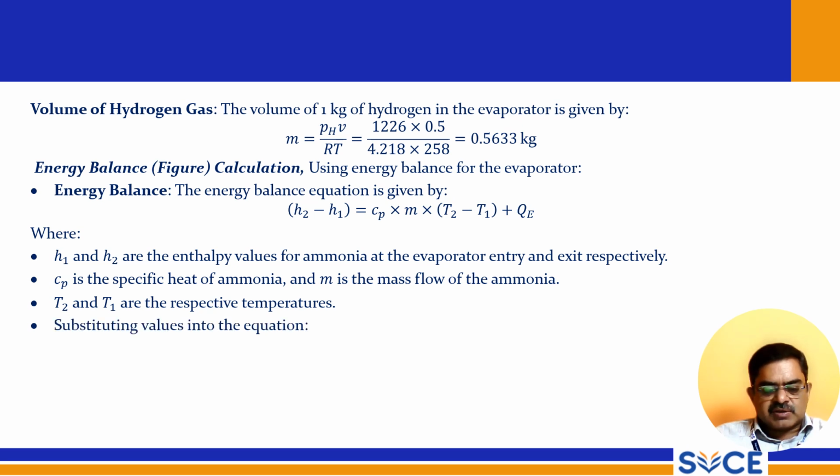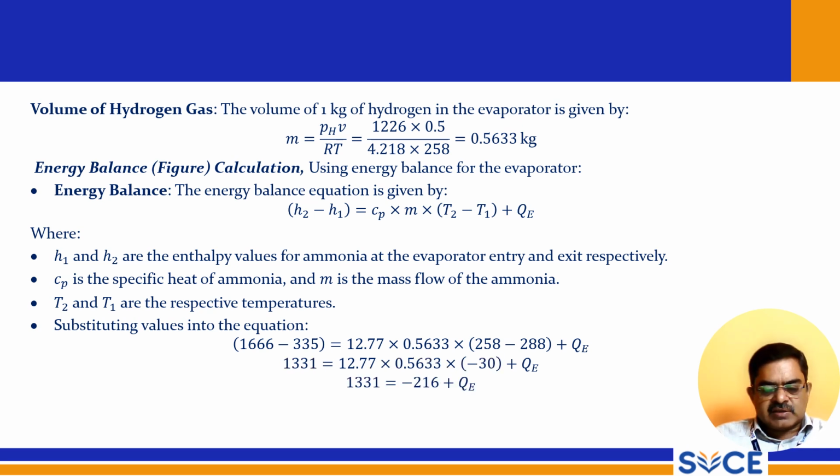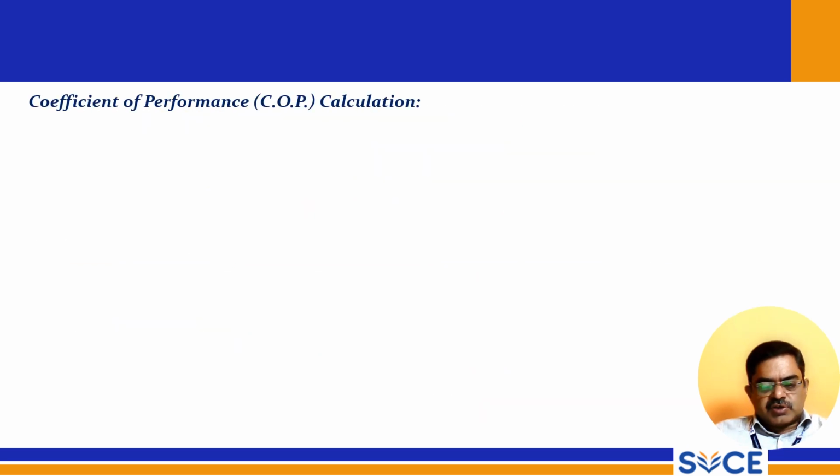So substituting these values into the equation, 1666 minus 335, so in terms of QE, we can find out this. So QE is given by, that is 1043 kilojoules per kg of NH3. So this is QE. And now coefficient of performance.